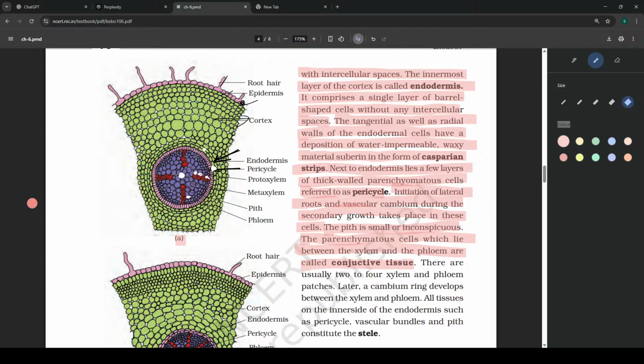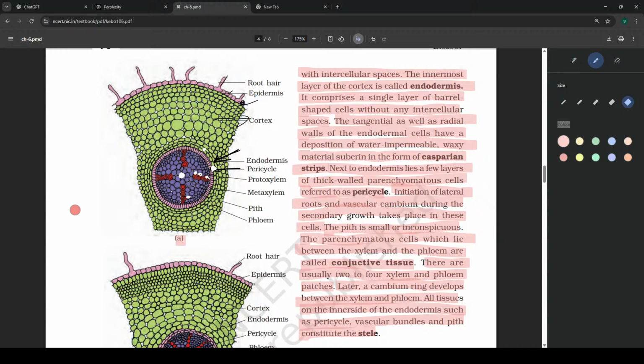Okay, the parenchyma cells lying between xylem and phloem are called conjunctive tissue. There are usually two to four xylem and phloem patches. Later, a cambium ring develops between the xylem and phloem. All tissues on the inner side of the endodermis, such as pericycle, vascular bundles, and pith, constitute the stellar region. Basically, the tissue between the xylem and phloem is called conjunctive tissue.